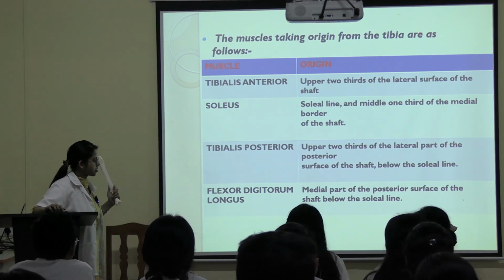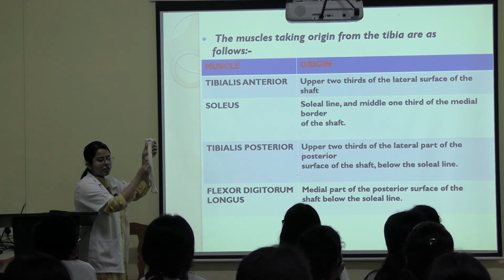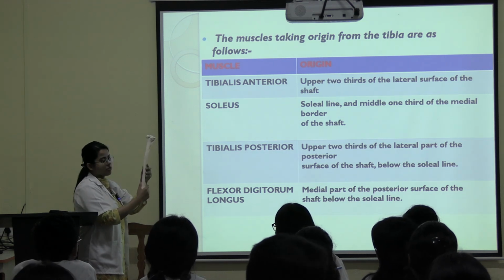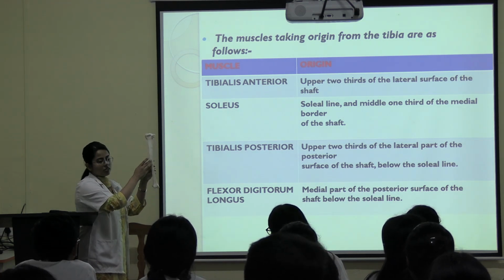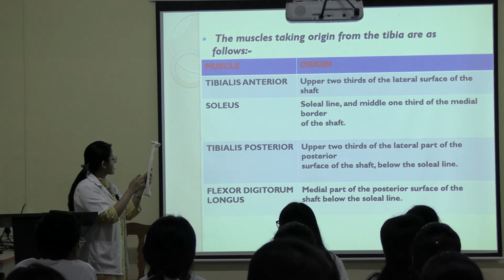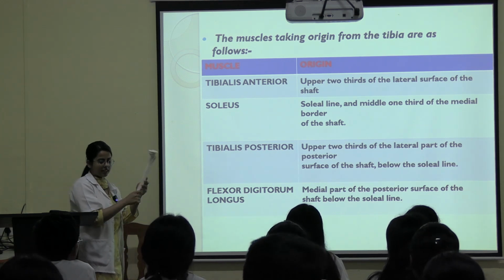Now tibialis posterior. As I said, this faint vertical ridge behind is dividing it into lateral surface and medial surface. So tibialis posterior will be present in the lateral surface below the soleal line, and flexor digitorum longus in the medial surface. Clear? I am repeating again.